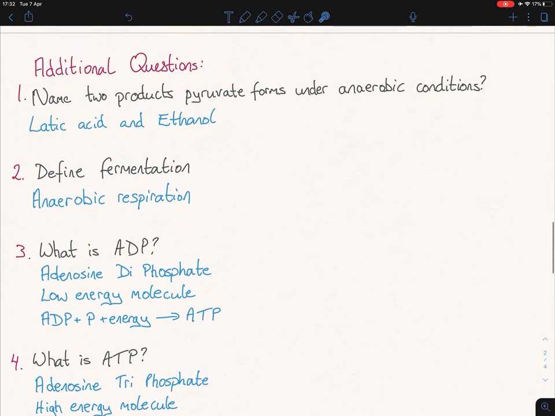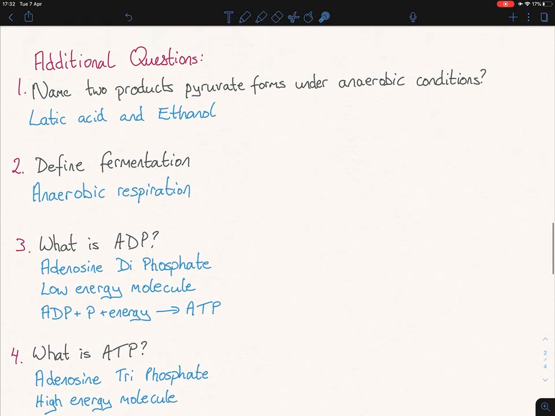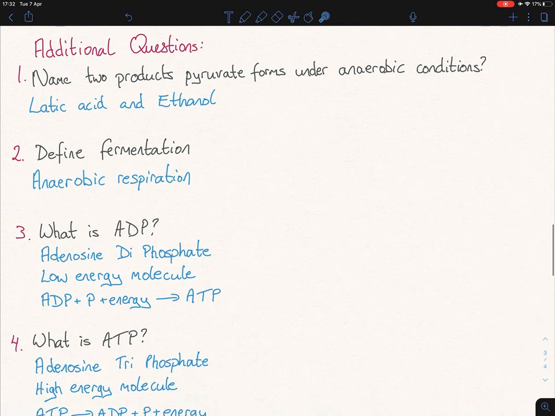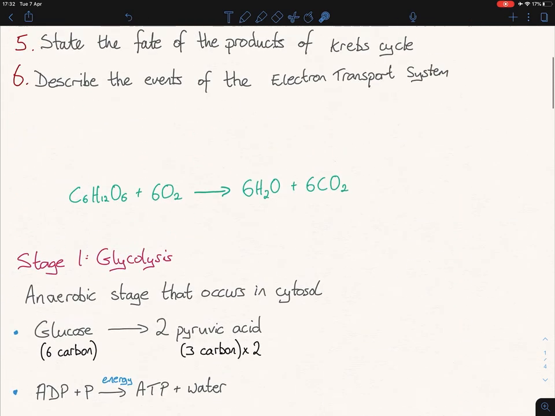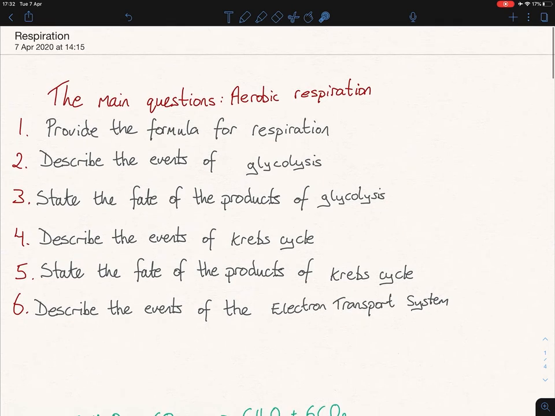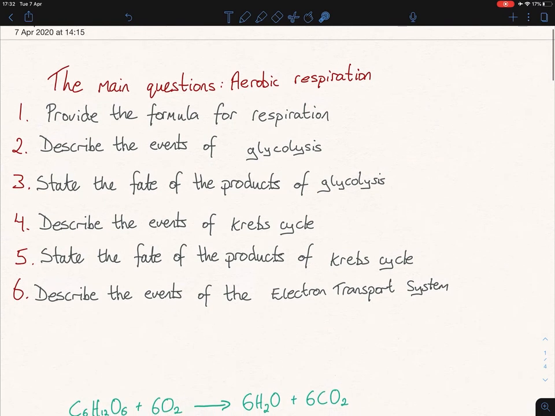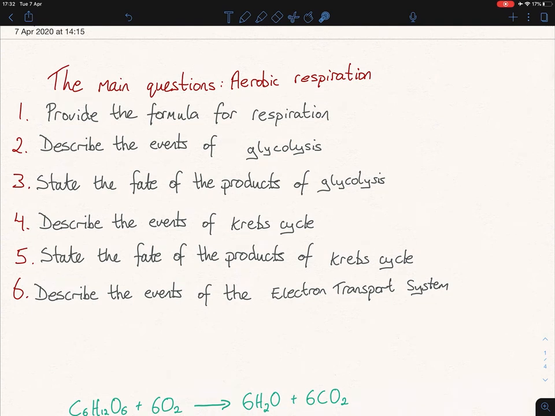So there are the 4 additional questions that could be asked. I think I don't have any more. Okay, and so that concludes our lesson for respiration. These are the 6 main questions, and it's worth going back over. Marking schemes are very generous for these. So if you just get the gist of it, you're looking at getting the majority of the marks.